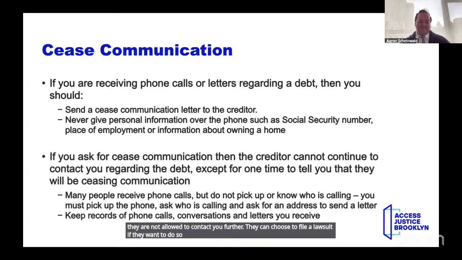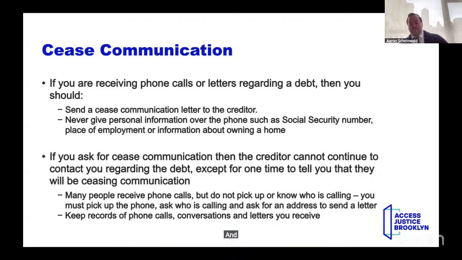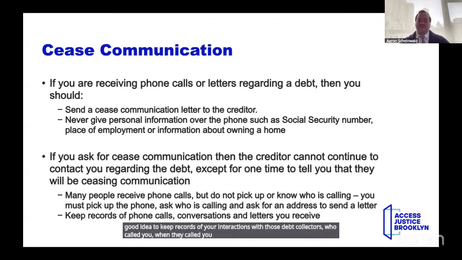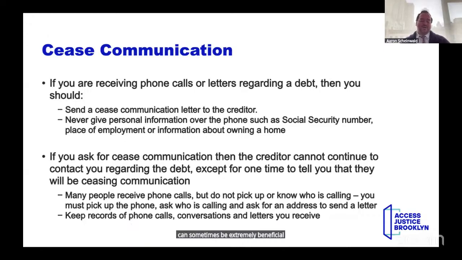Because of the Federal Debt Collection Practices Act protections and the liability for debt collectors if those are violated, it is always a good idea to keep records of your interactions with those debt collectors. Who called you? When they called you? Did you receive a letter? When did you receive the letter? Keeping the envelope can sometimes be extremely beneficial for finding out, for example, when you became aware of a debt.